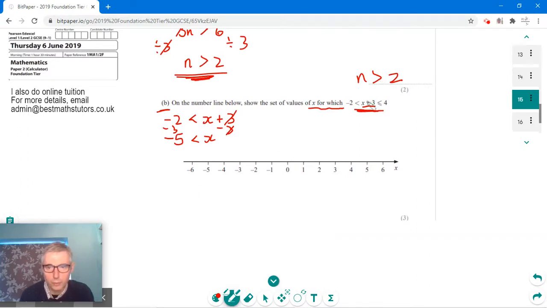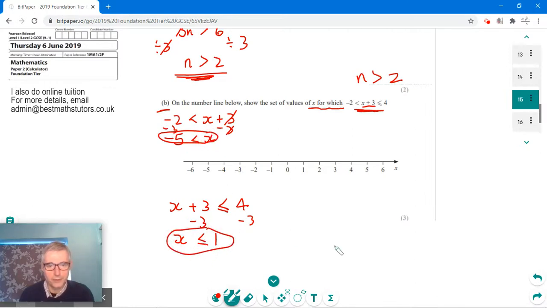If we look at the other side of the inequality, that is going to be x plus 3. And this means is less than or equal to. So as well as being less than, x could also be equal to 4. And so I'm going to take away the 3 there, take away the 3 there. And so that gives me x is less than or equal to 1. And I'm going to put these two inequalities back together again now. So with x in the middle, that means that x is greater than -5, but it's less than or equal to 1.